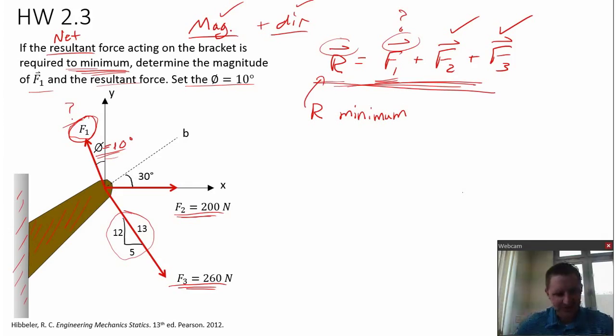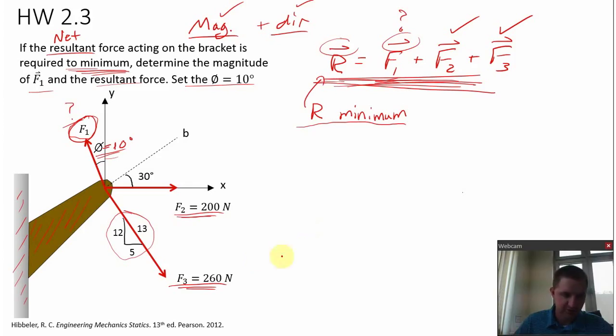A good problem-solving method is, if you're not sure what to do, try to sketch a picture of the physics of the problem. Hopefully when you see what's going on in the picture, that will give you a better understanding and more clues on how to solve the problem. So I'm going to graphically sketch the addition of these three force vectors, and hopefully we'll see from the sketch how to make R a minimum.